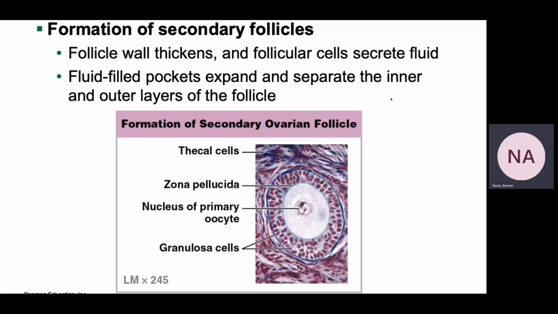So how does the secondary follicle form? The follicle will thicken, and follicular cells will secrete fluid. These fluid-filled pockets are going to expand and then separate the deeper and more superficial layers of the follicle.